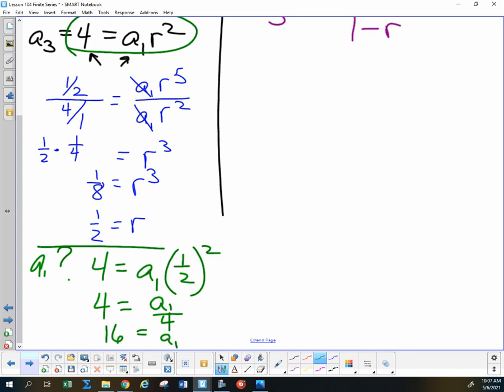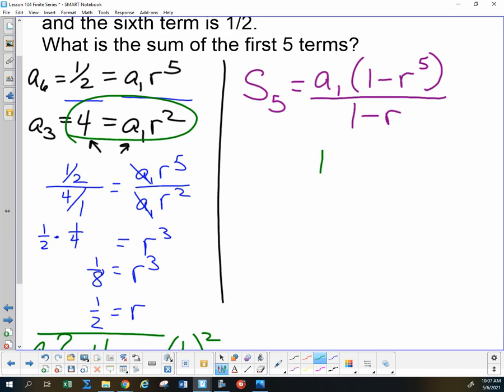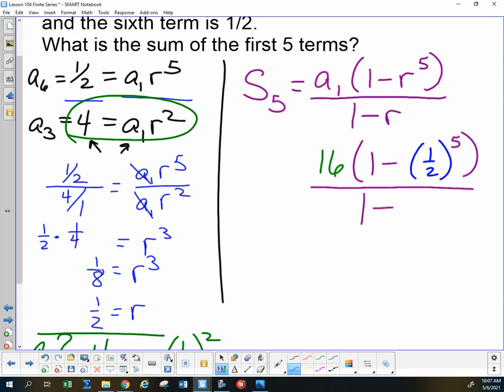Now I can plug my 16 and my 1/2 into my formula over here. So I've got 16, and then I have 1 minus, and my r is 1/2. And I need to raise that to the 5th power, and that is over 1 minus. And once again, r is still 1/2. And this is going to give me the sum of the first 5 terms of that geometric series. So let's see what we get.